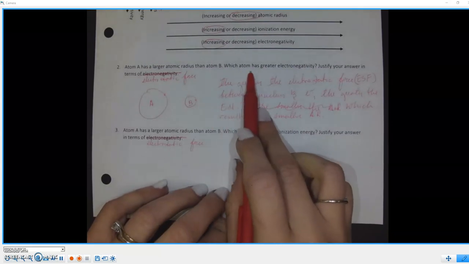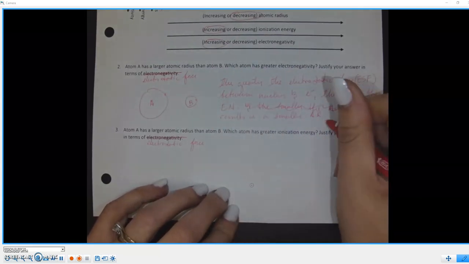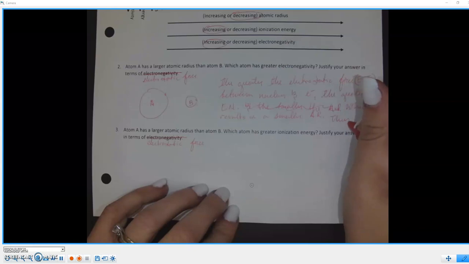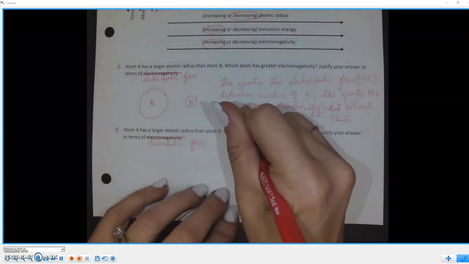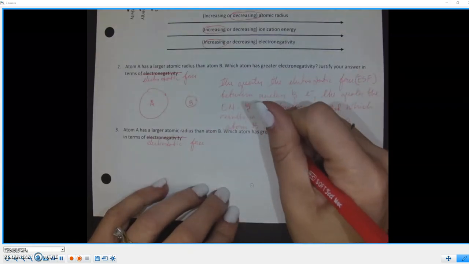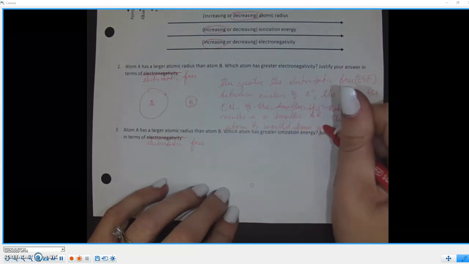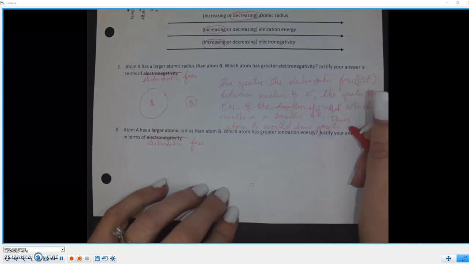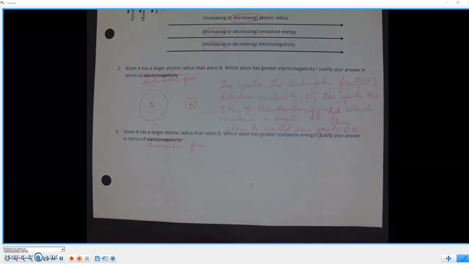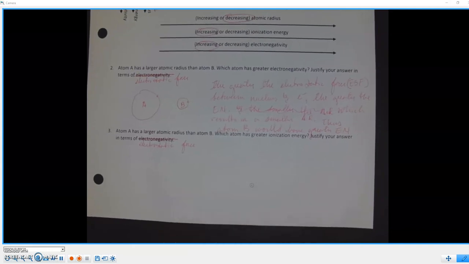So then the question is, which atom has greater electronegativity? Well, according to this, atom B would have greater electronegativity. So the greater the electrostatic force between the nucleus and electrons, the greater the electronegativity, which results in a smaller atomic radius. Thus, the atom B would have greater electronegativity.